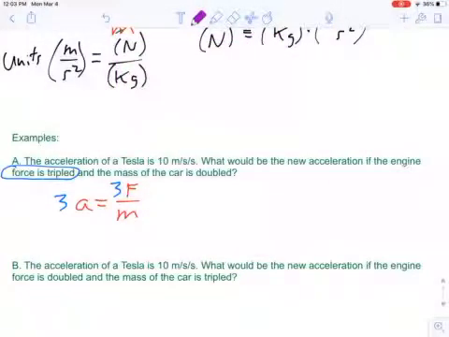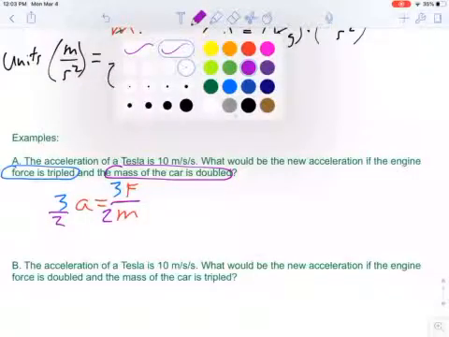Let's do purple. If the mass is doubled, we can show that by putting a 2 in front of the mass. And that means we have a 2 down here. And because this is force divided by mass, we have 3 divided by 2. So what we have going on here is, like algebra, whatever you do to one side of the equation, you have to do to the other. So we divided by 2 on the right side, we divided by 2 on the left side. So now we have 3 over 2.